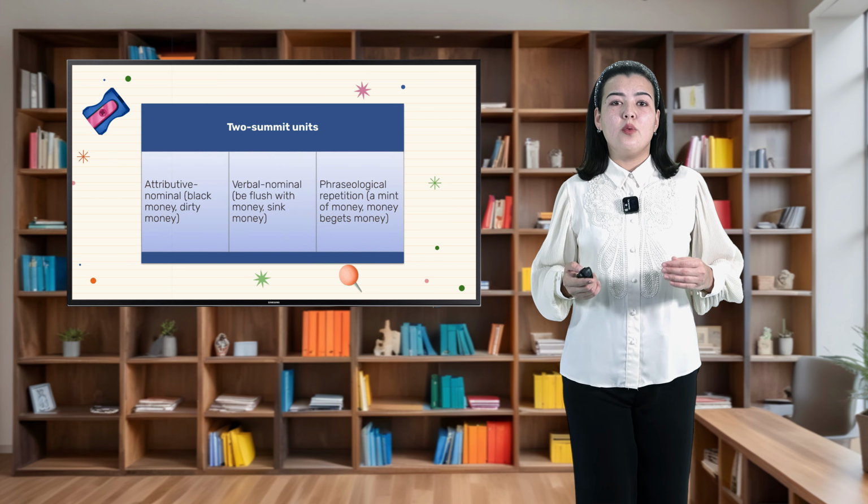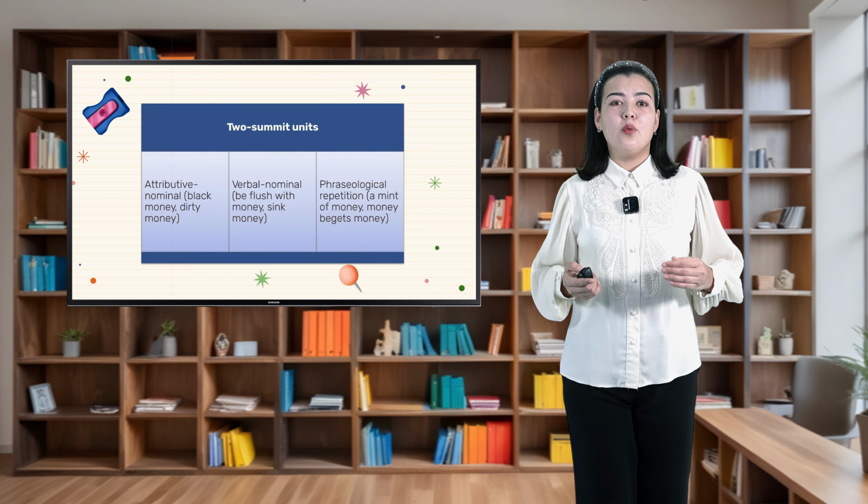And we have approached two-summit units or two-top units. Compared with compound words, they have two or more meaningful constituents. They have the following divisions. Firstly, attributive nominal units, which are equivalent to nouns, for example, black money: all funds earned through illegal activity or otherwise legal income that's not recorded for tax purposes. Second one is hard money. It means a currency that is made up of or directly backed by a valuable commodity such as gold or silver.